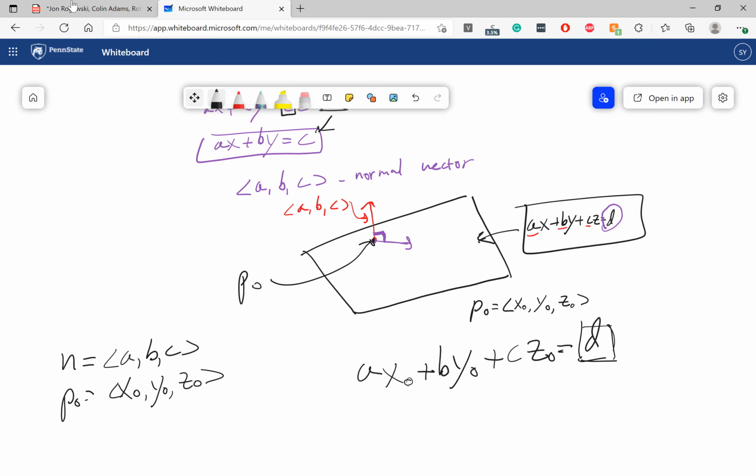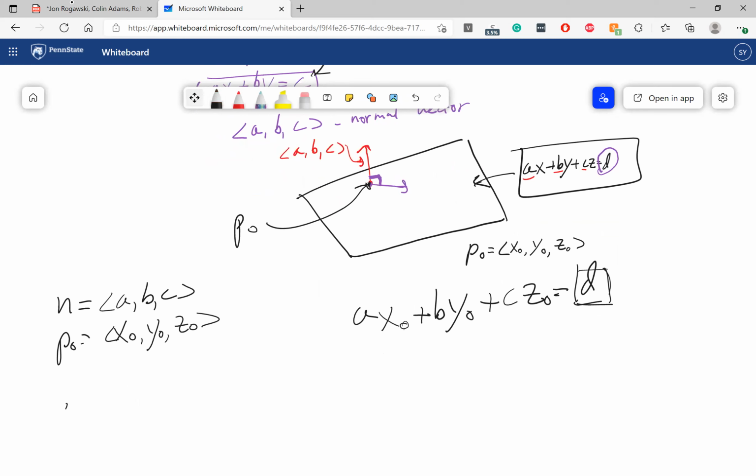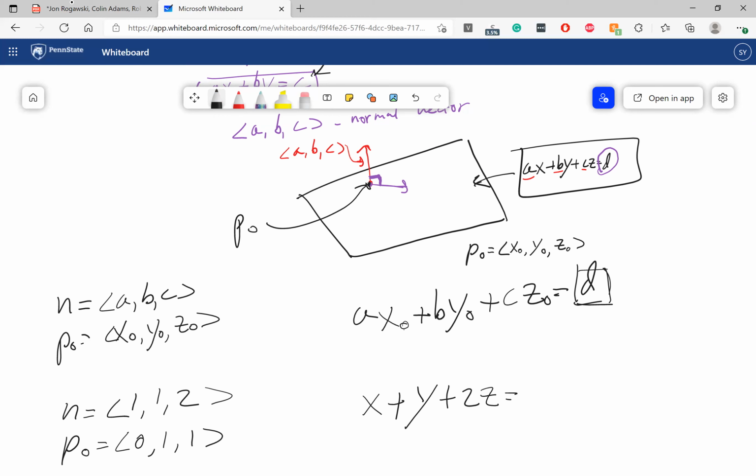So for example, if I tell you my normal vector is the vector 1, 1, 2, and a point that passes through the plane, let's say the point is 0, 1, 1. Find the equation of the plane. So what you end up doing is you go, okay, I know that the general equation of my plane looks something like A, which is 1 times x, plus B, which is 1 times y, plus 2z is equal to D. So I almost have all the information that I need.